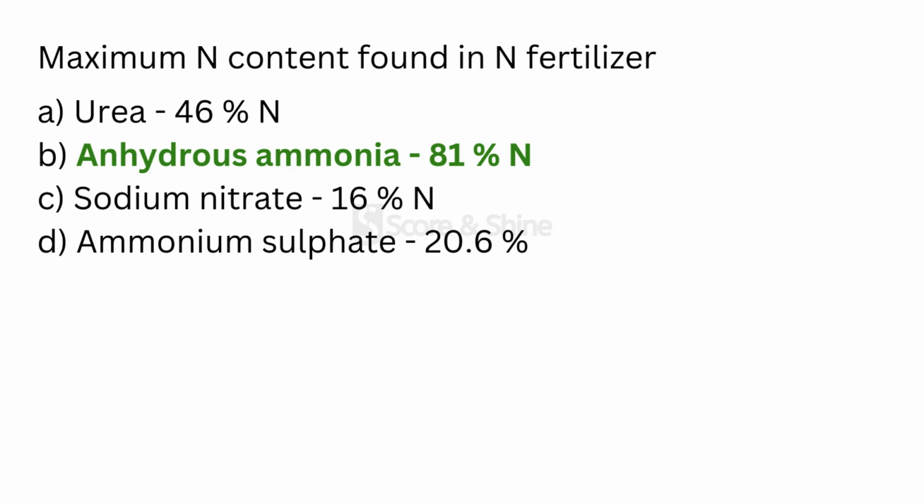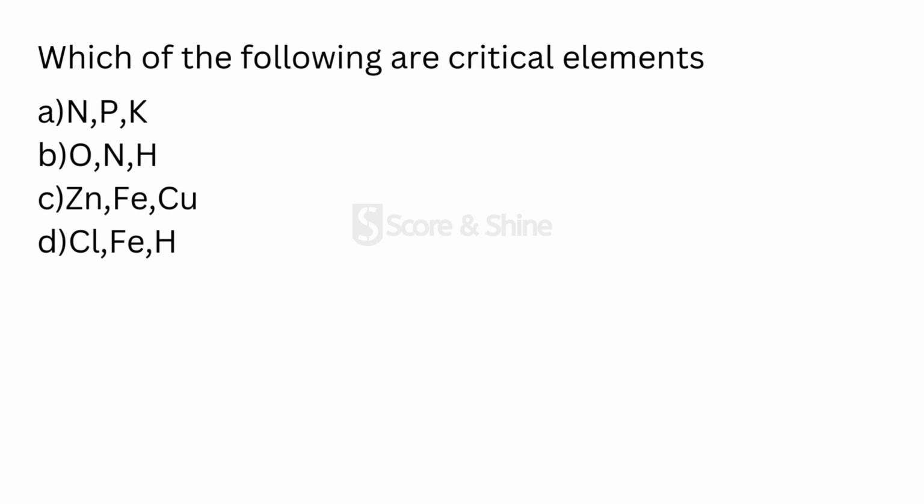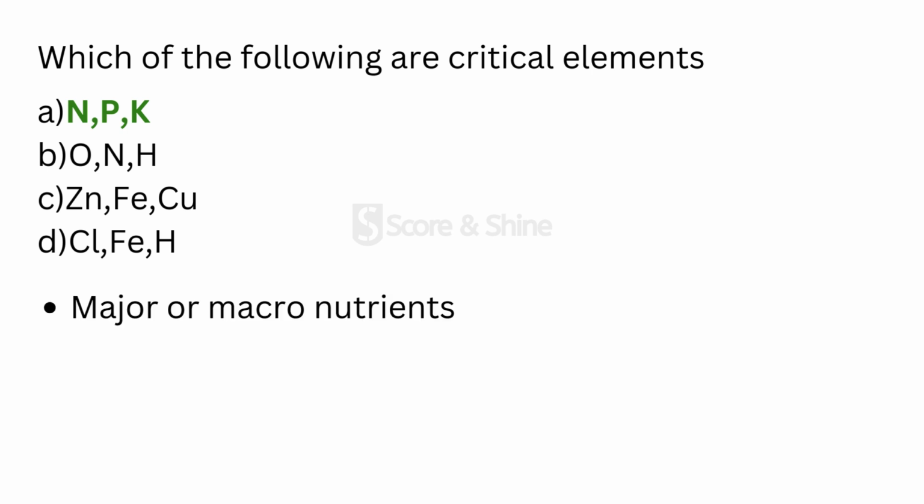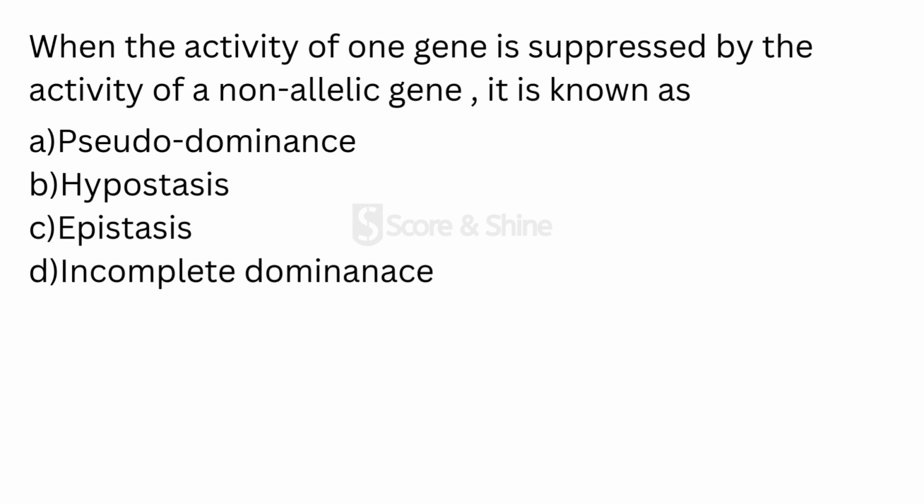And next is, which of the following are critical elements? So the answer is nitrogen, phosphorus and potassium. So these three come under major or macronutrients, and under macronutrients nitrogen, phosphorus and potassium are primary nutrients. And the next question, when the activity of one gene is suppressed by the activity of the non-allelic gene, it is known as? The correct answer is epistasis.